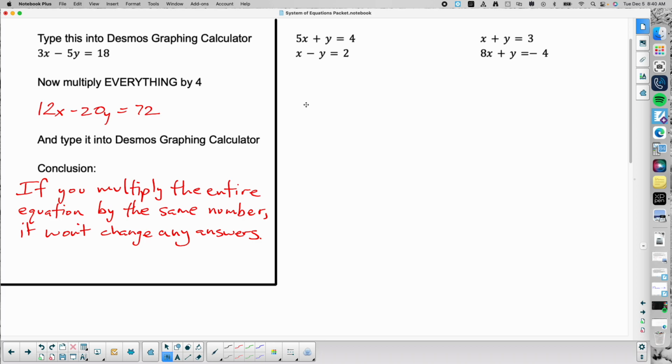Okay? So before we even get to the multiplying part, what we're going to do is take the two equations and add them together. That's how the elimination method works. So like say this one, if I take 5x plus x, I would get 6x.